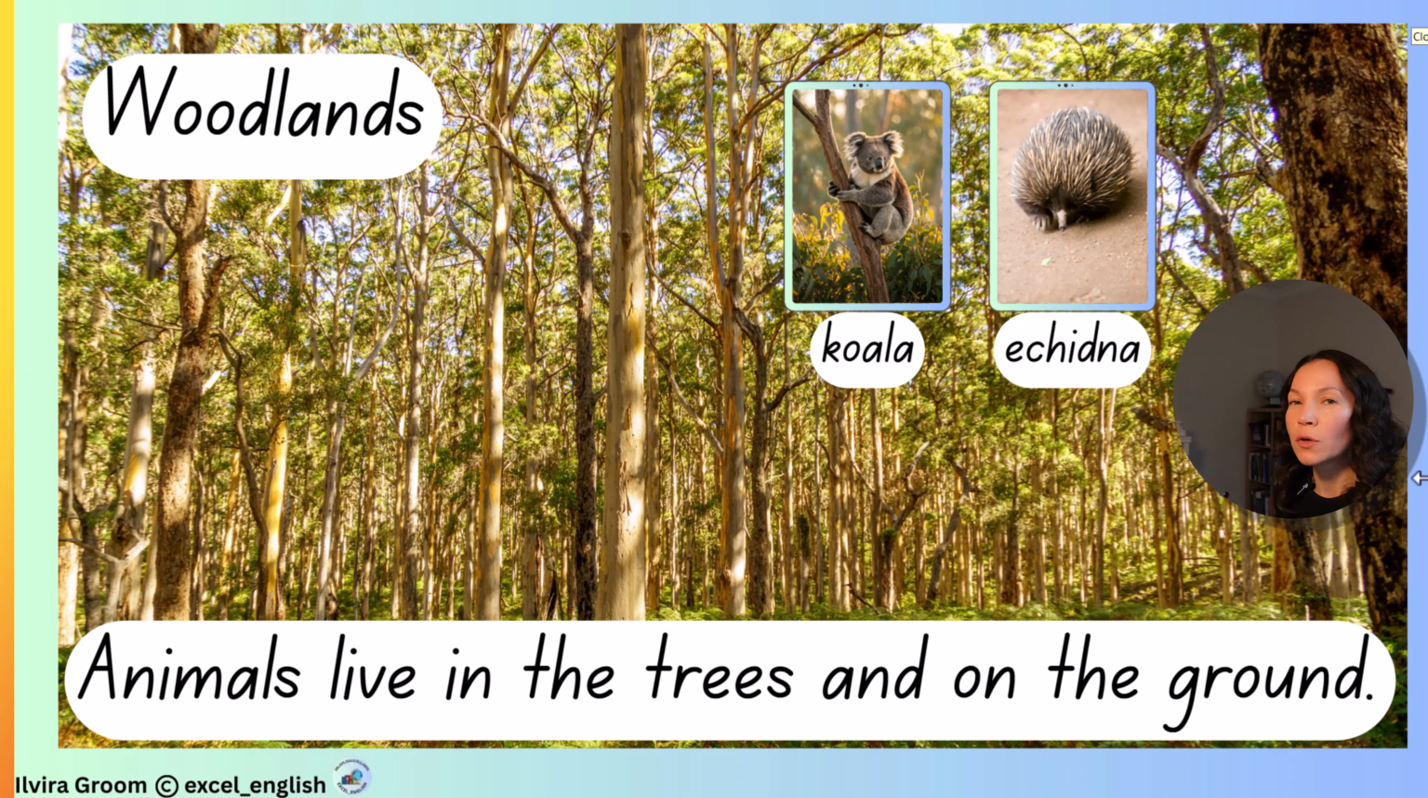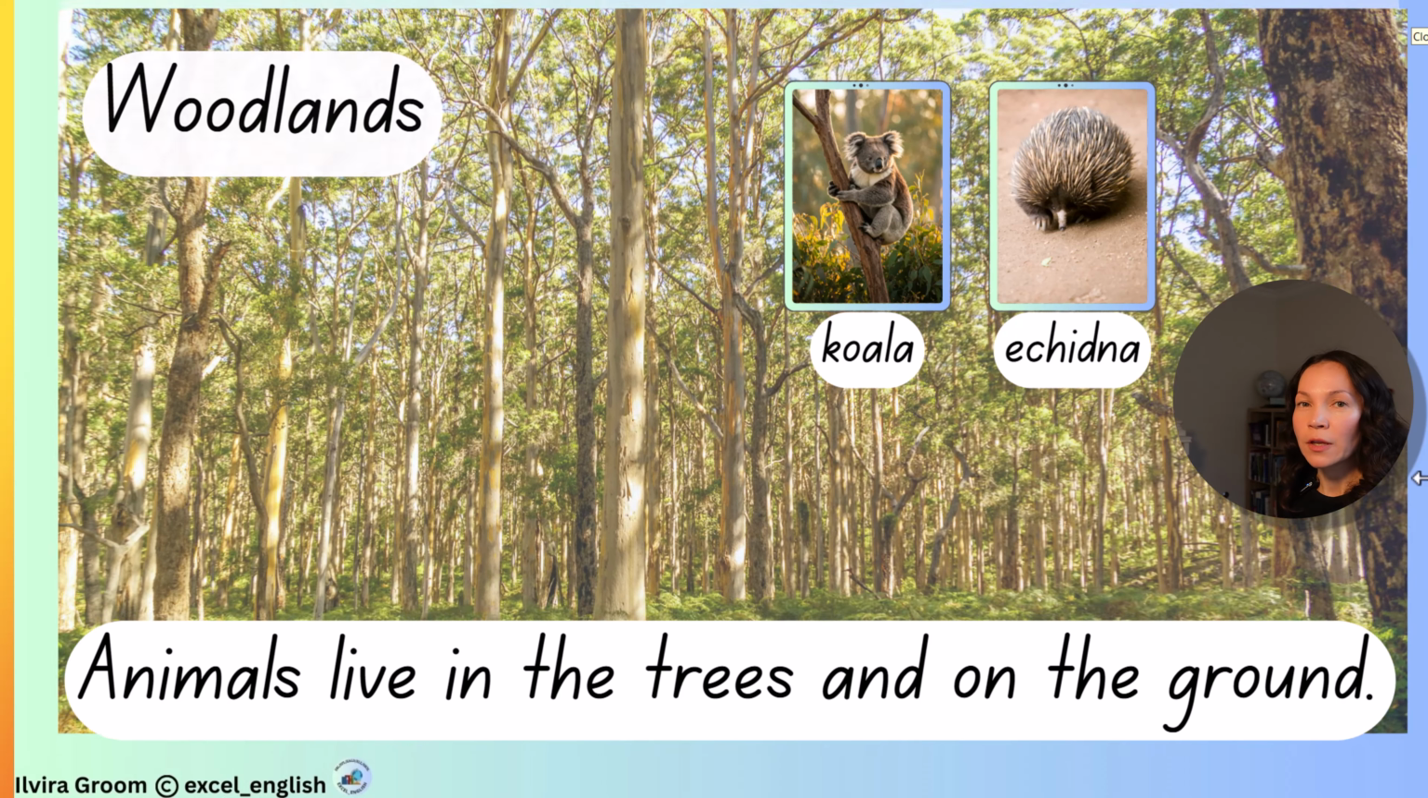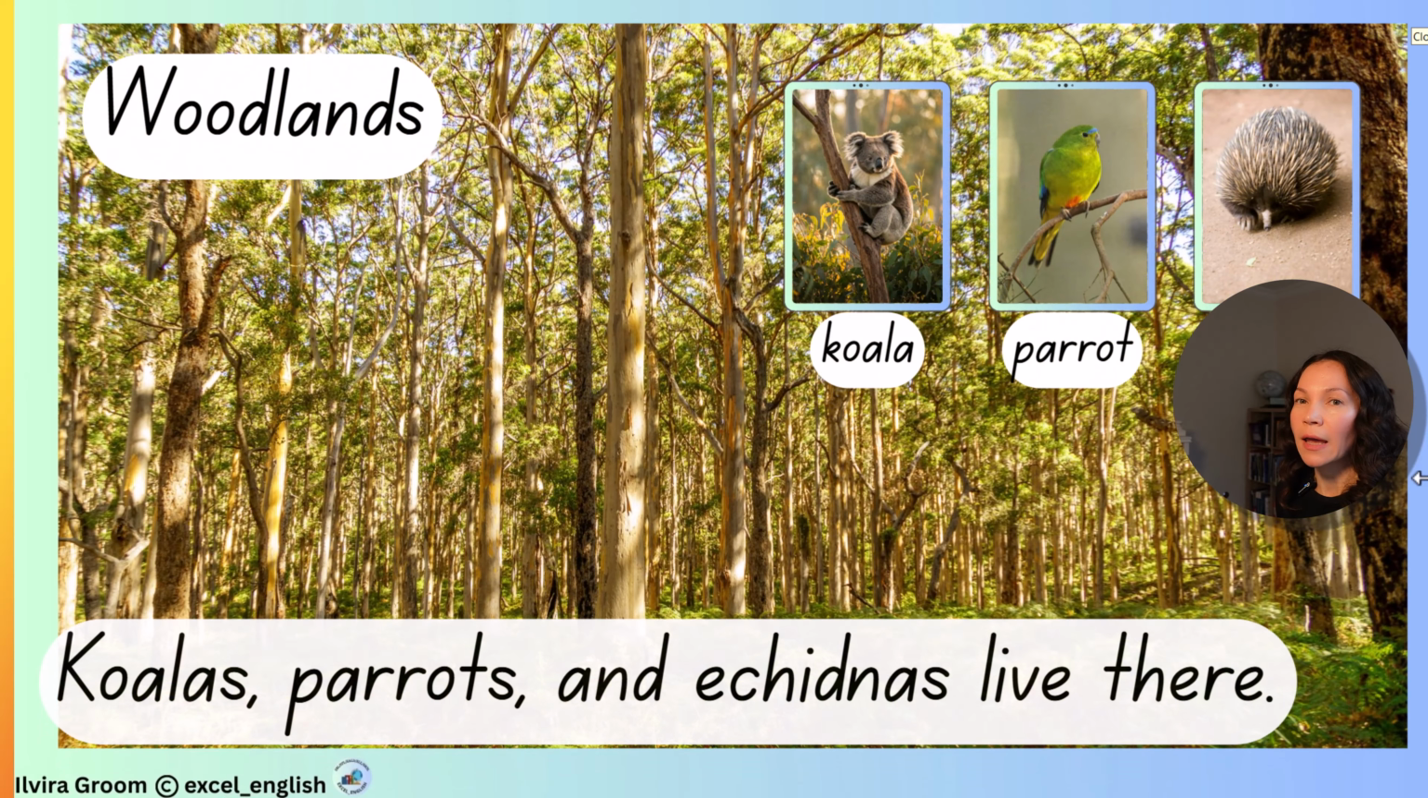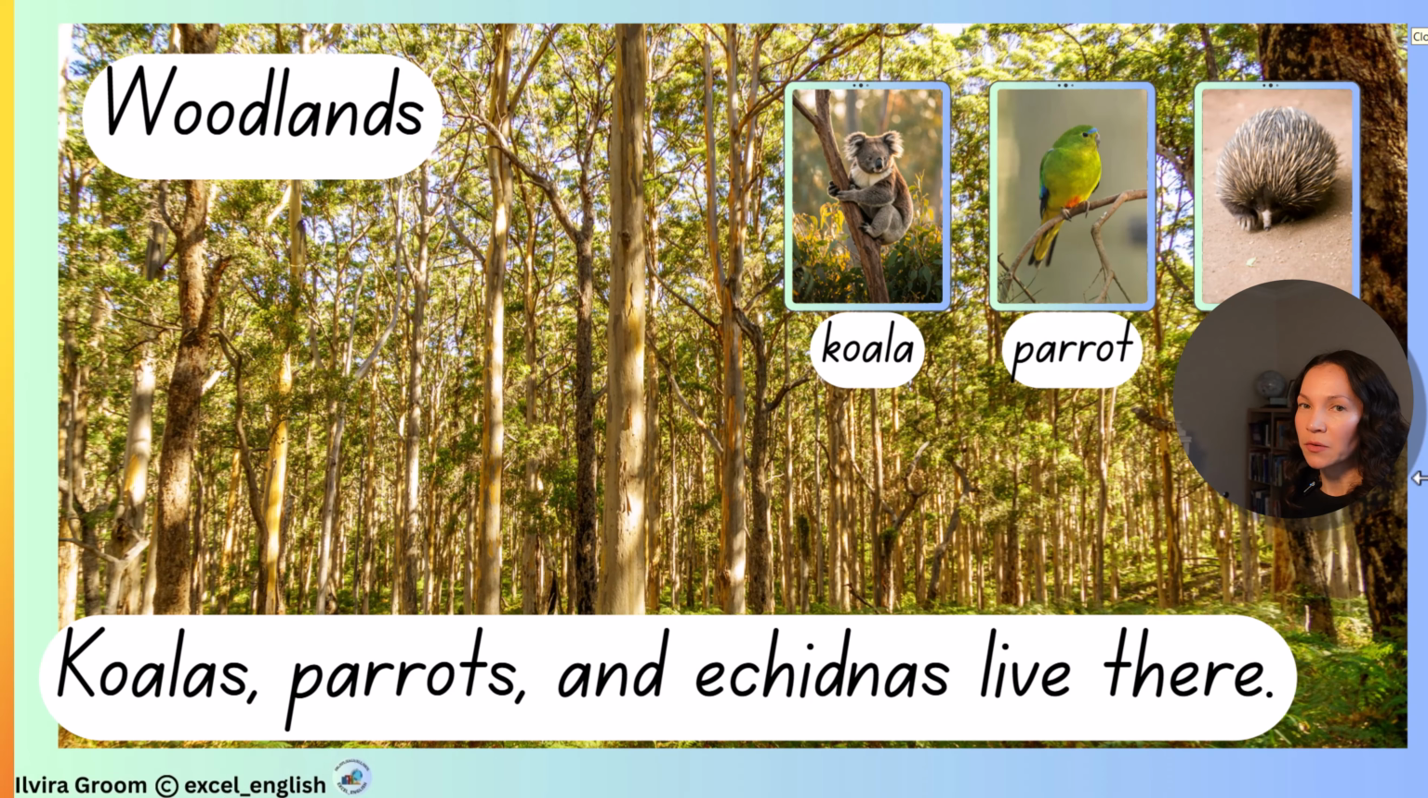I would elicit more statements from my students by asking them questions. Look at these photographs. Do you know the names of these animals? And introduce the names of the animals. And then I would elicit from them a statement. Koalas live in woodlands, or parrots live in woodlands, or echidnas live in woodlands.